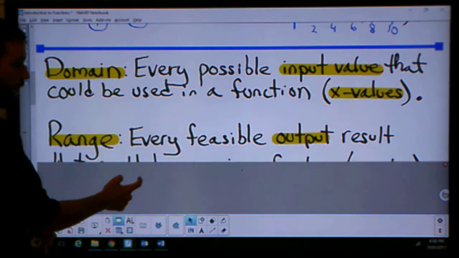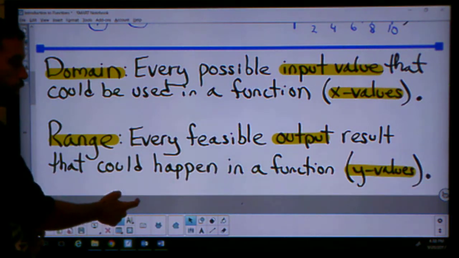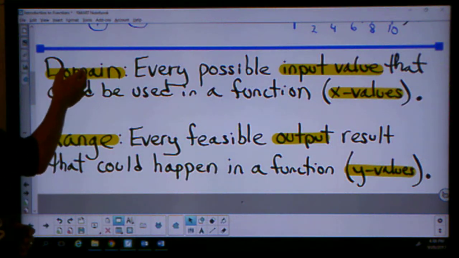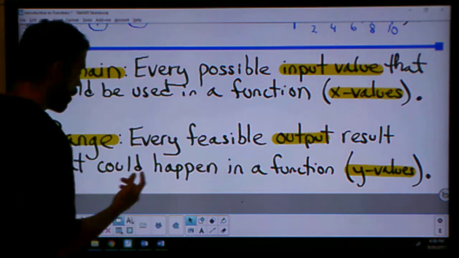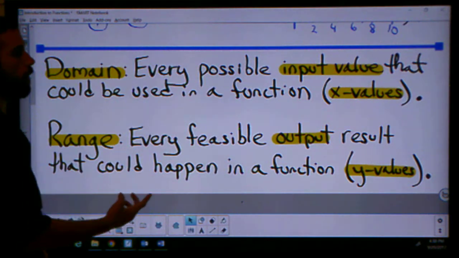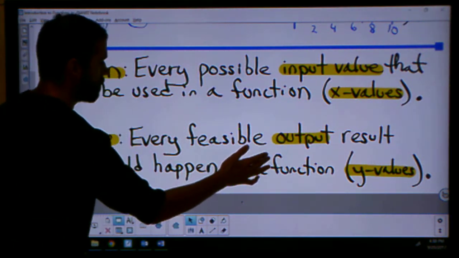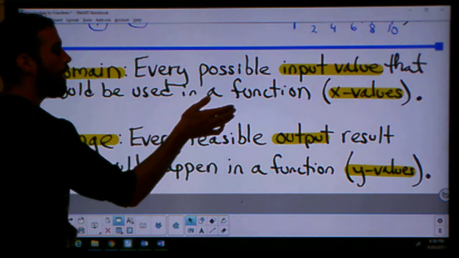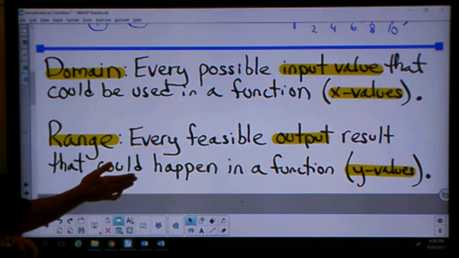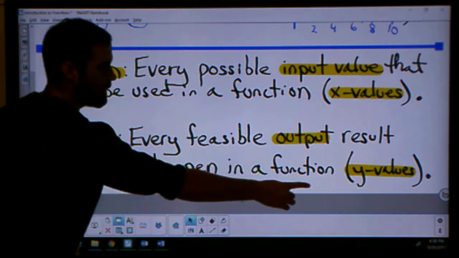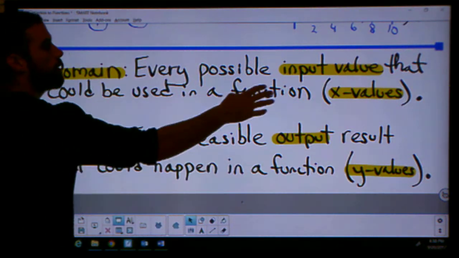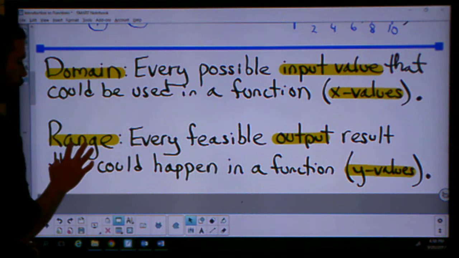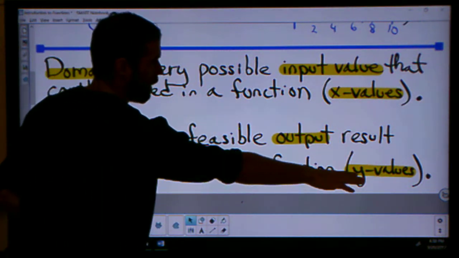Likewise, what goes hand in hand with the domain is something called the range. If the domain represents all the input values, or the x values, the range is going to involve all the output values. It's every feasible output result that could happen in a function, basically all of the y values. So the domain is your x value, the range, all of your y values.